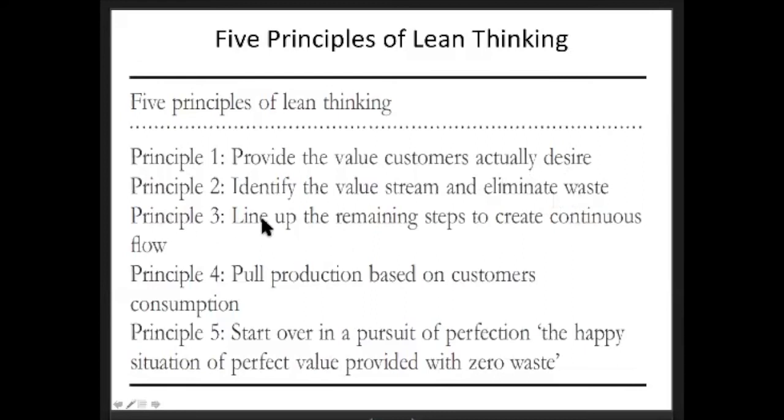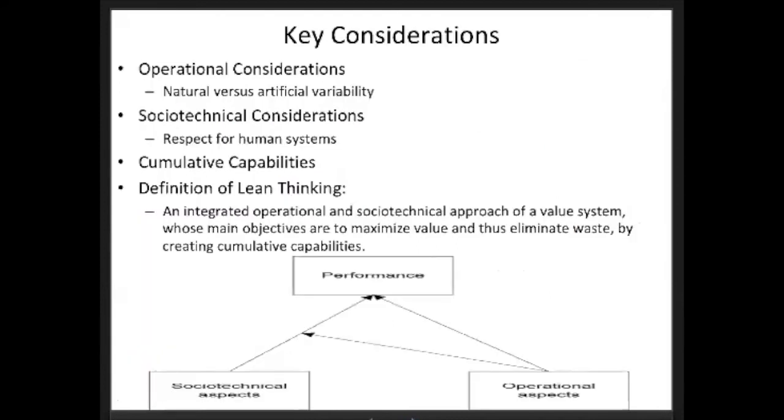Principle 3 is to line up the remaining steps to create continuous flow. You're trying to achieve continuous flow as much as possible. Pull production based on customers' consumption. So talked about this, that the customer workstation should dictate how fast the previous process should work. And start over in a pursuit of perfection. So you're trying to reduce waste, and that's something which then makes perfect value to be achieved by the system.